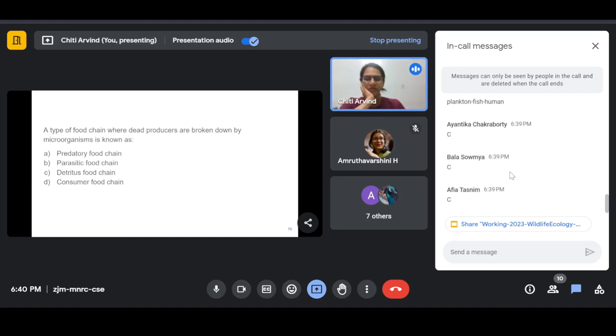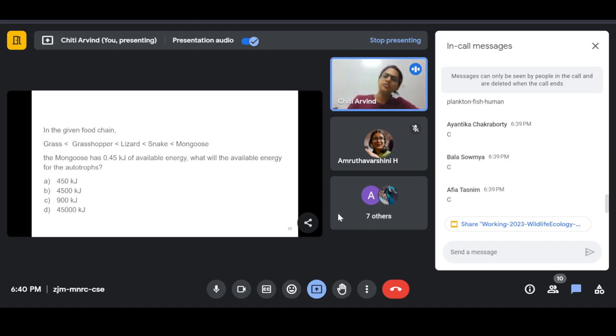Because if you have so much dead decaying matter that is not being decomposed, there'll be a lot of putrefaction in the environment, right? So you need to have these detritic organisms that can break down this dead decaying organic matter and return it into soil, for example, right?